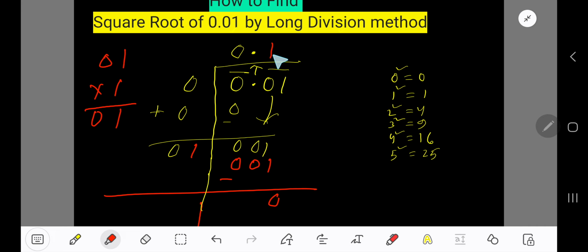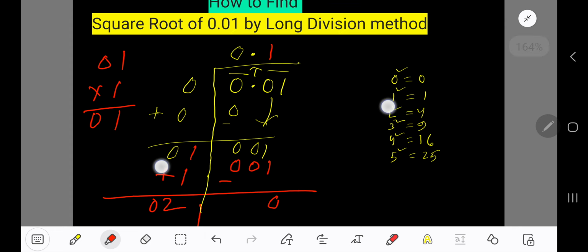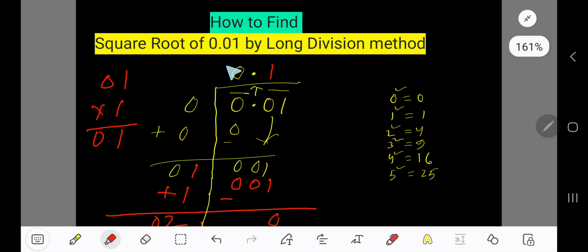As you have placed here the digit 1, same digit will come here and you need to add 0, 2. 0, 2 means 2. 0 in the left hand side of a digit doesn't carry any value. So the square root of 0.01 by long division method is 0.1.